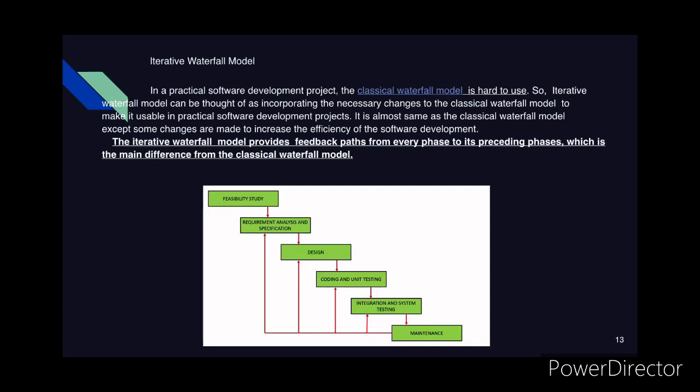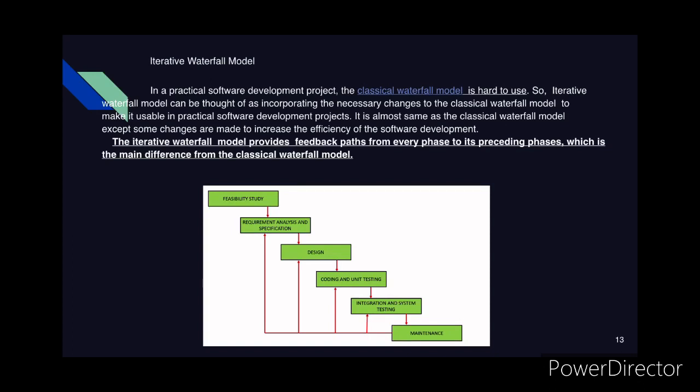But as you can see in the diagram, the phases used in the classical waterfall model are the same as those of the iterative waterfall model also. So we already know these phases. Here, what we will see is how these phases are used by the iterative waterfall model. So here, as you can see, feasibility study, requirement analysis, design, coding, integration, maintenance, the phases are the same, but here you have a feedback path to each phase.